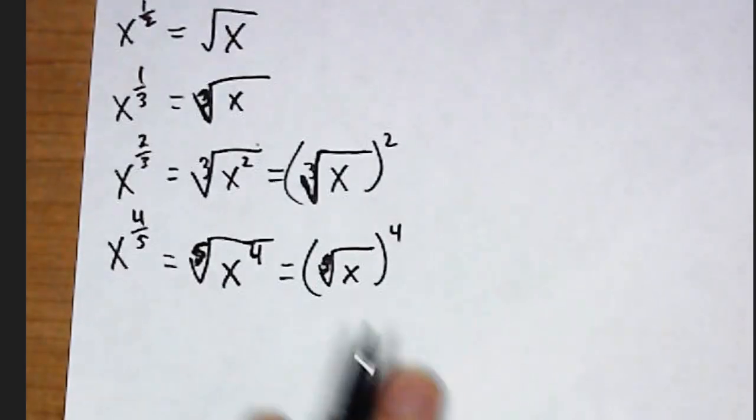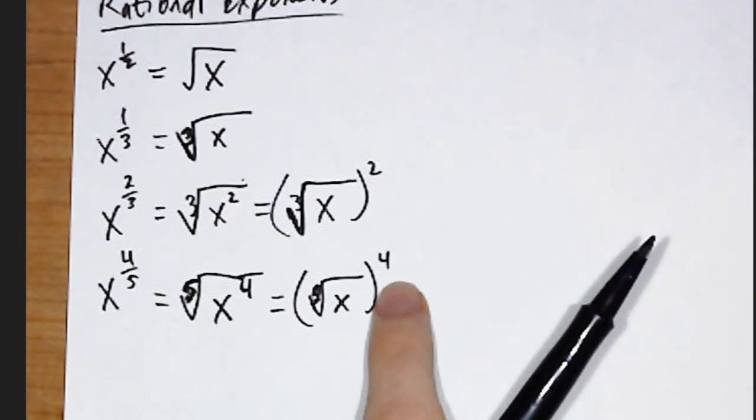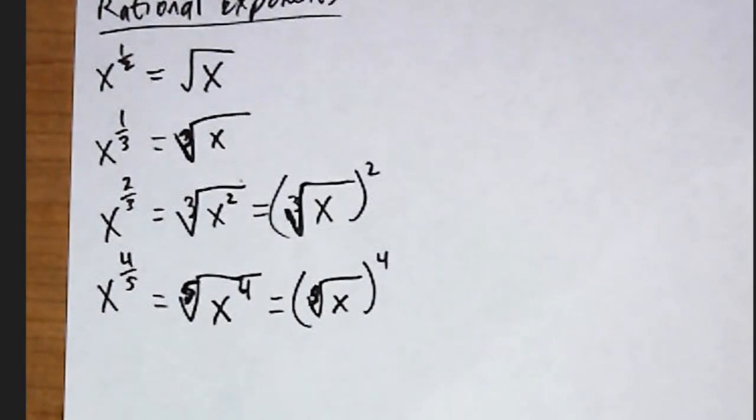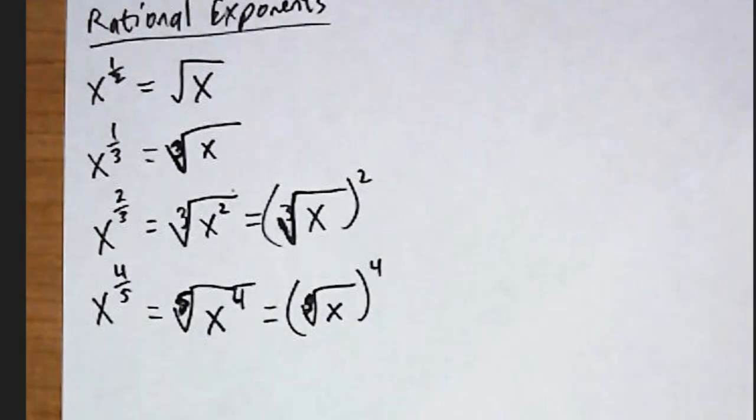So again, we have 2 ways to write this. We can write it one way where the exponent is underneath the radical and one way where the exponent is outside of the radical. These are both interchangeable. They both mean the same thing. Same with this. All 3 of these mean the exact same thing. All right.